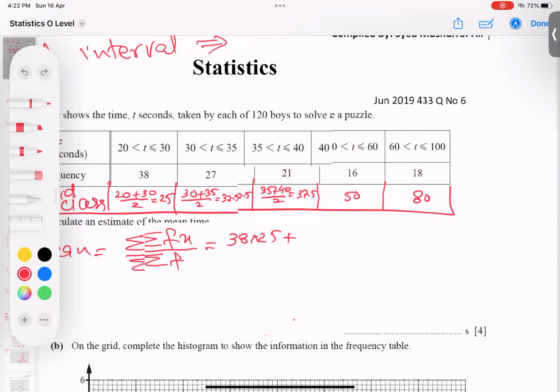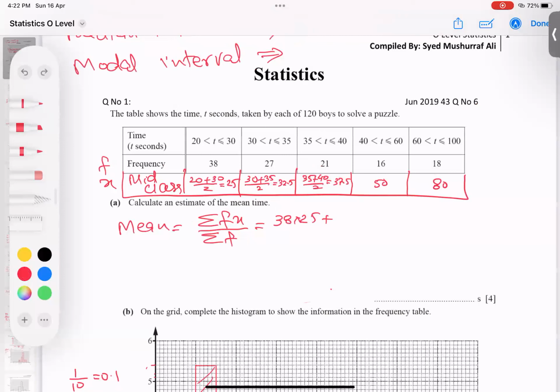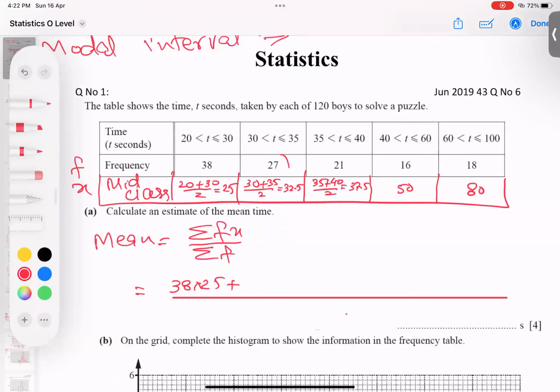You can find out your mistakes. Wait a minute, space issue, so I am writing it below. Have a look here carefully. Now the second one, 27 times 32.5. Then 21 times 37.5. I believe those students who tried this question are finding their mistakes, and it is nothing hard. Then 18 times 80. And divided by what?